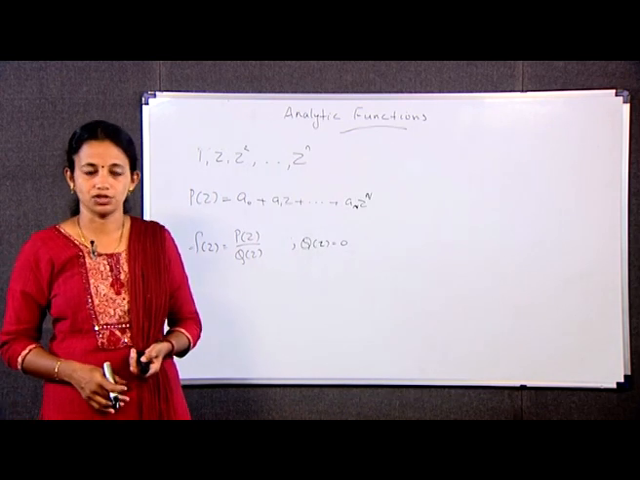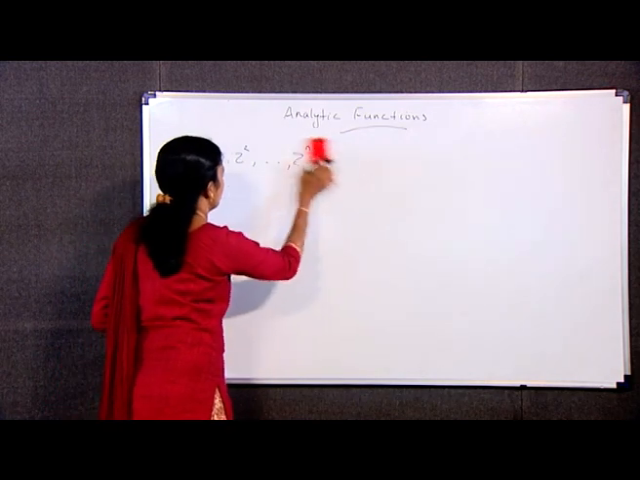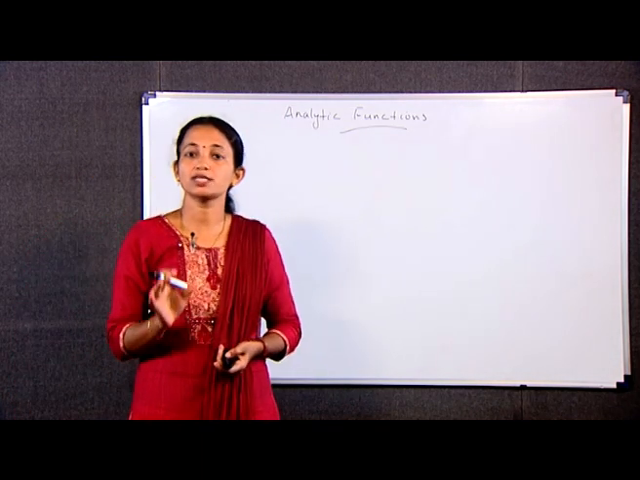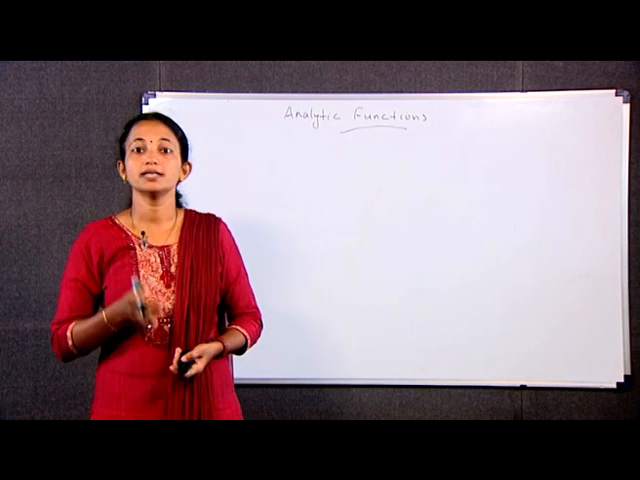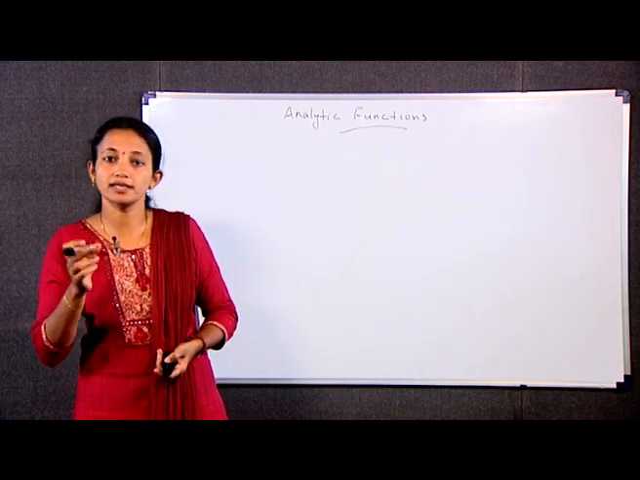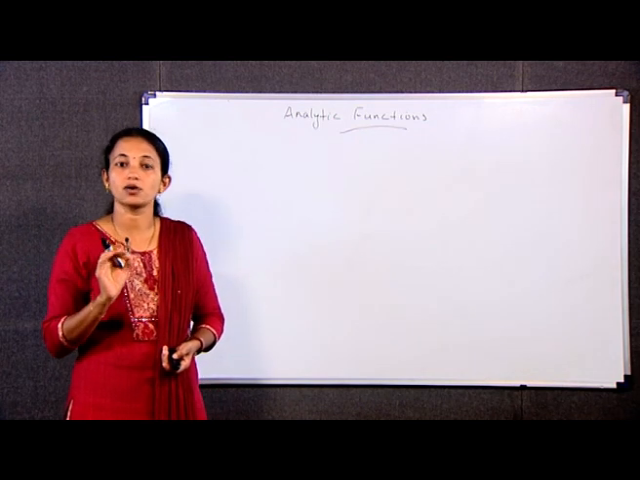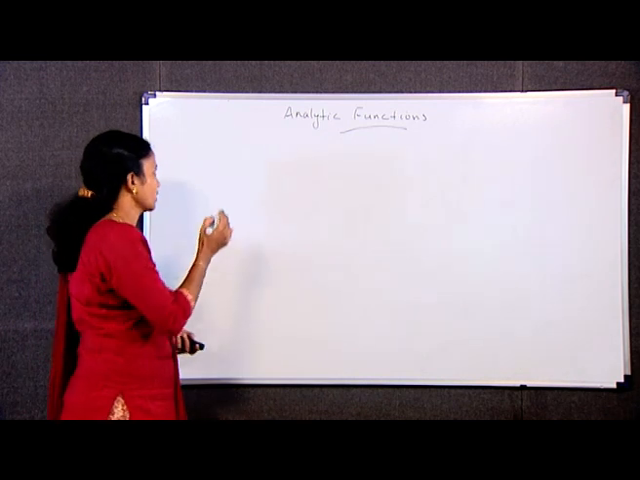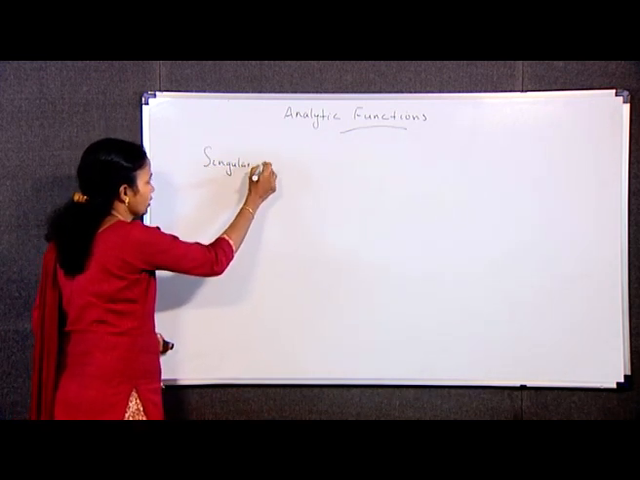Next we have a definition. That is, if a function fails to be analytic at a point z0, but is analytic at some point in every neighborhood of z0, then that z0 is called a singular point or singularity of f. It is very important. Singular point.